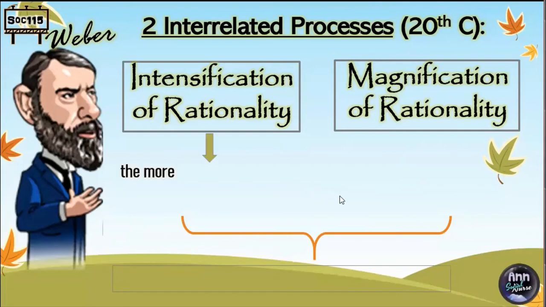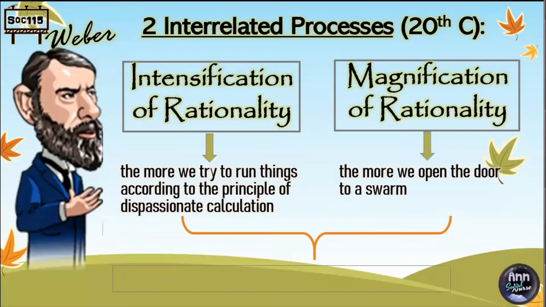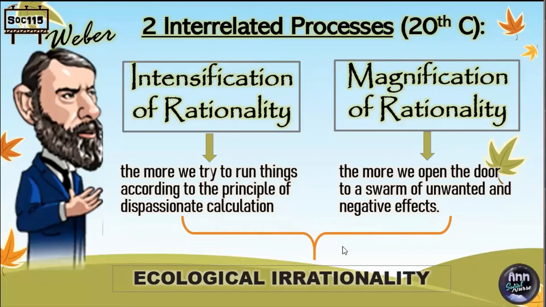The more we try to run things according to the principle of dispassionate calculation, the more we open the door to a swarm of unwanted and negative effects. When applied to the case of nature, this is called ecological irrationality. It is manifested in a wide range of destructive consequences, from sensational technological disasters such as nuclear accidents to routine pollution events such as industrial dumping into urban storm sewers.